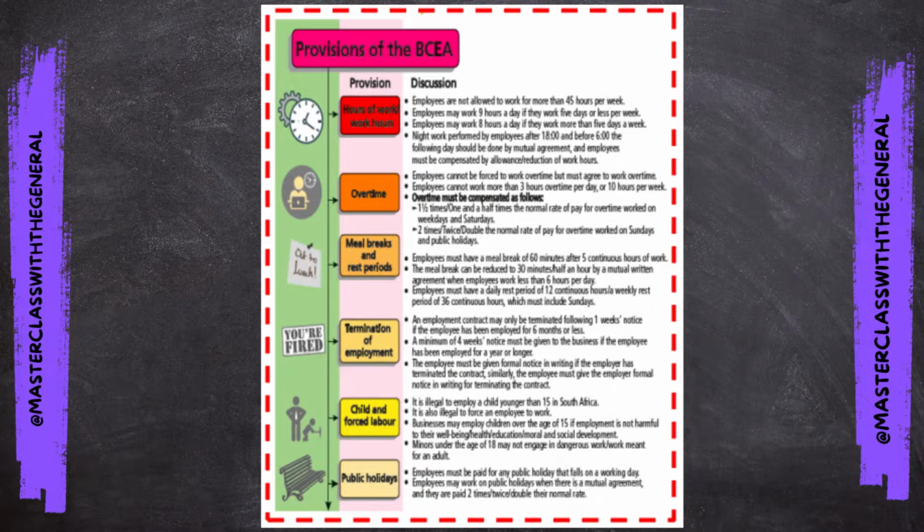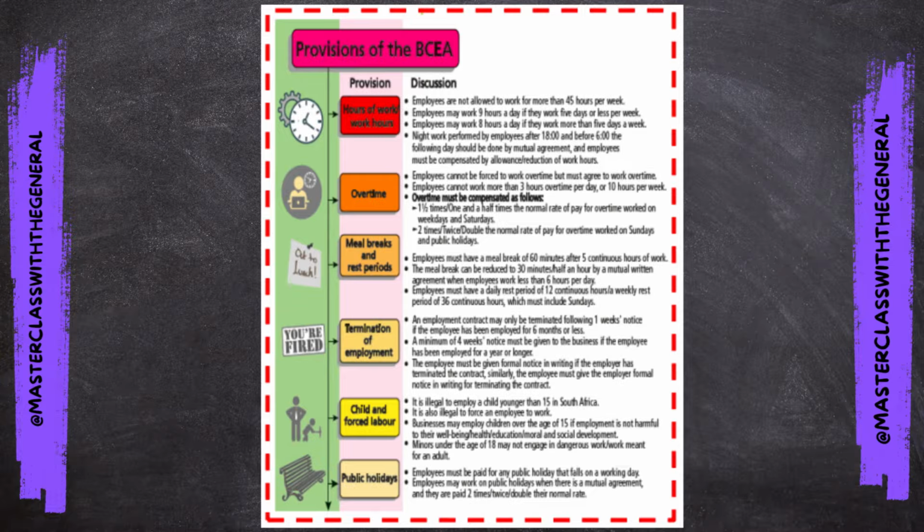Then overtime must be compensated at 1.5 times the normal rate of pay for overtime worked on weekdays and Saturdays. So if the day is between Monday and Saturday, provided it's not a public holiday, it's paid at 1.5 the rate, which is more. Then 2 times or double the normal rate if the time worked is a Sunday or a public holiday. That's provision number 2.